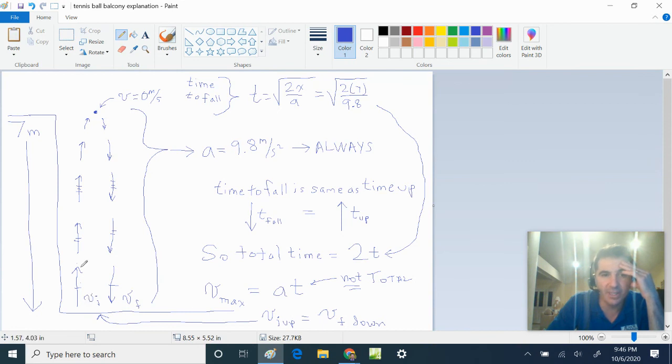And then velocity up, how fast would you have to throw it up in order to reach here? Exact same speed as it would come back down, right? So whatever VF is, that's what VI should be as well. So that should cover the whole thing. So if that doesn't work, then let me know.